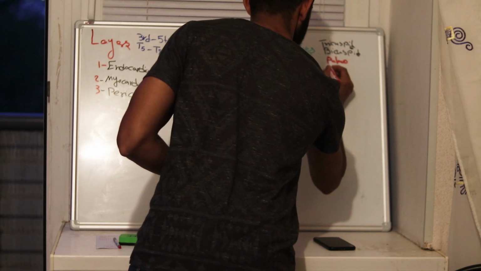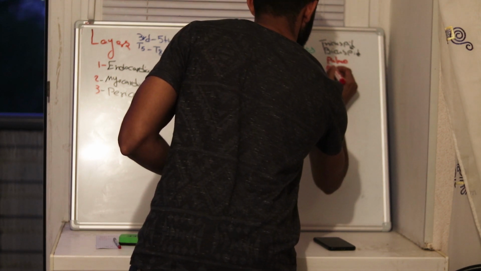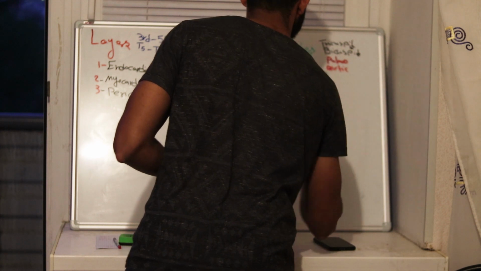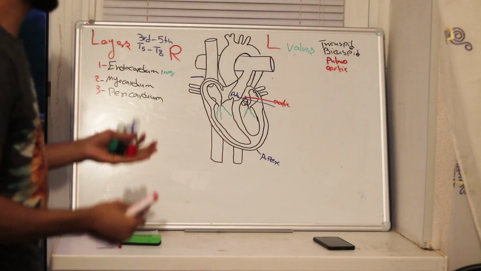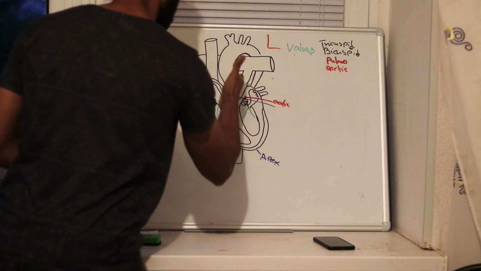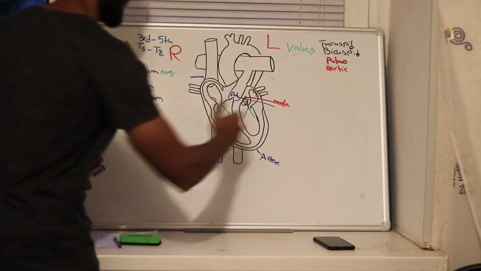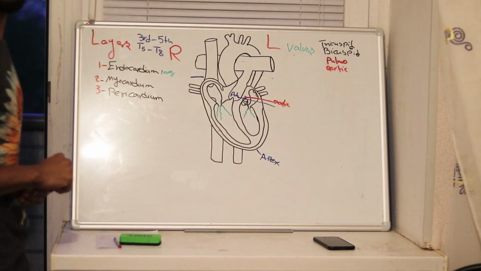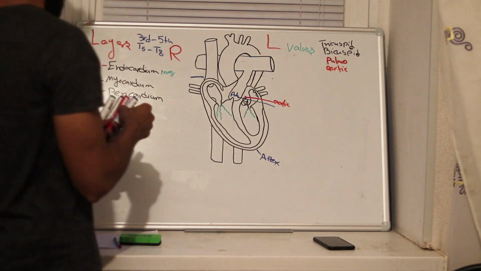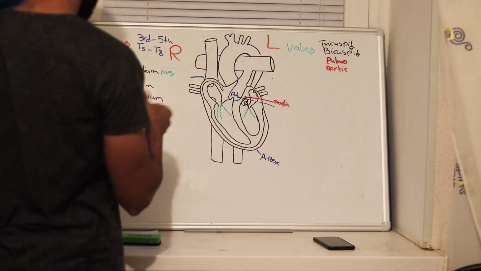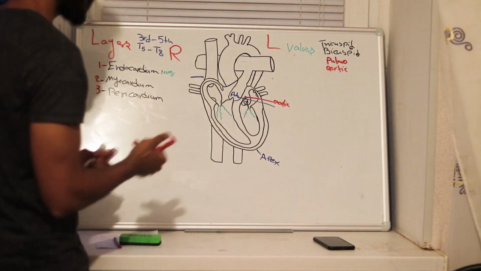We have pulmonary and we have aortic. It depends on the vessel, the trunk. Pulmonary means it goes to the lungs. Aortic means the vessel of the aorta. And what we have here is the tricuspid.